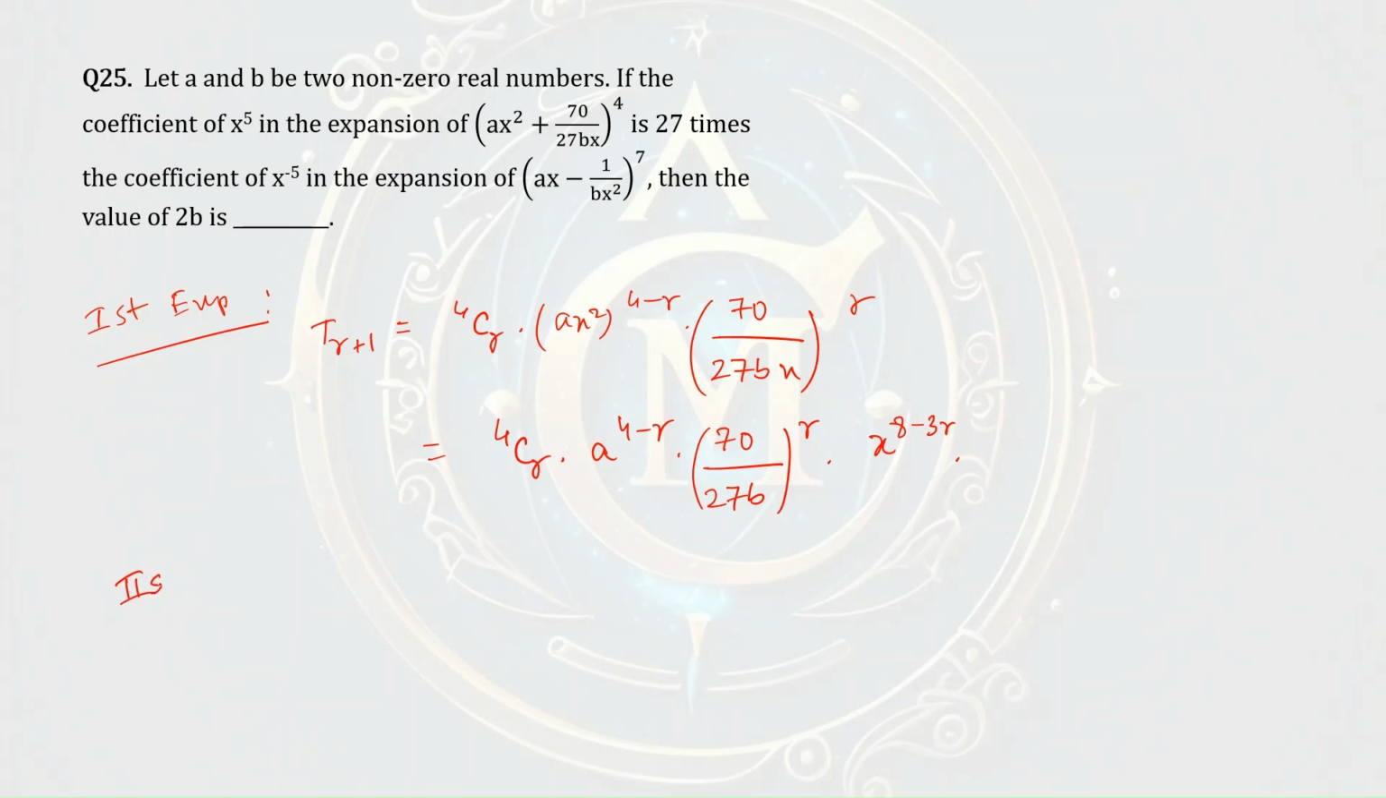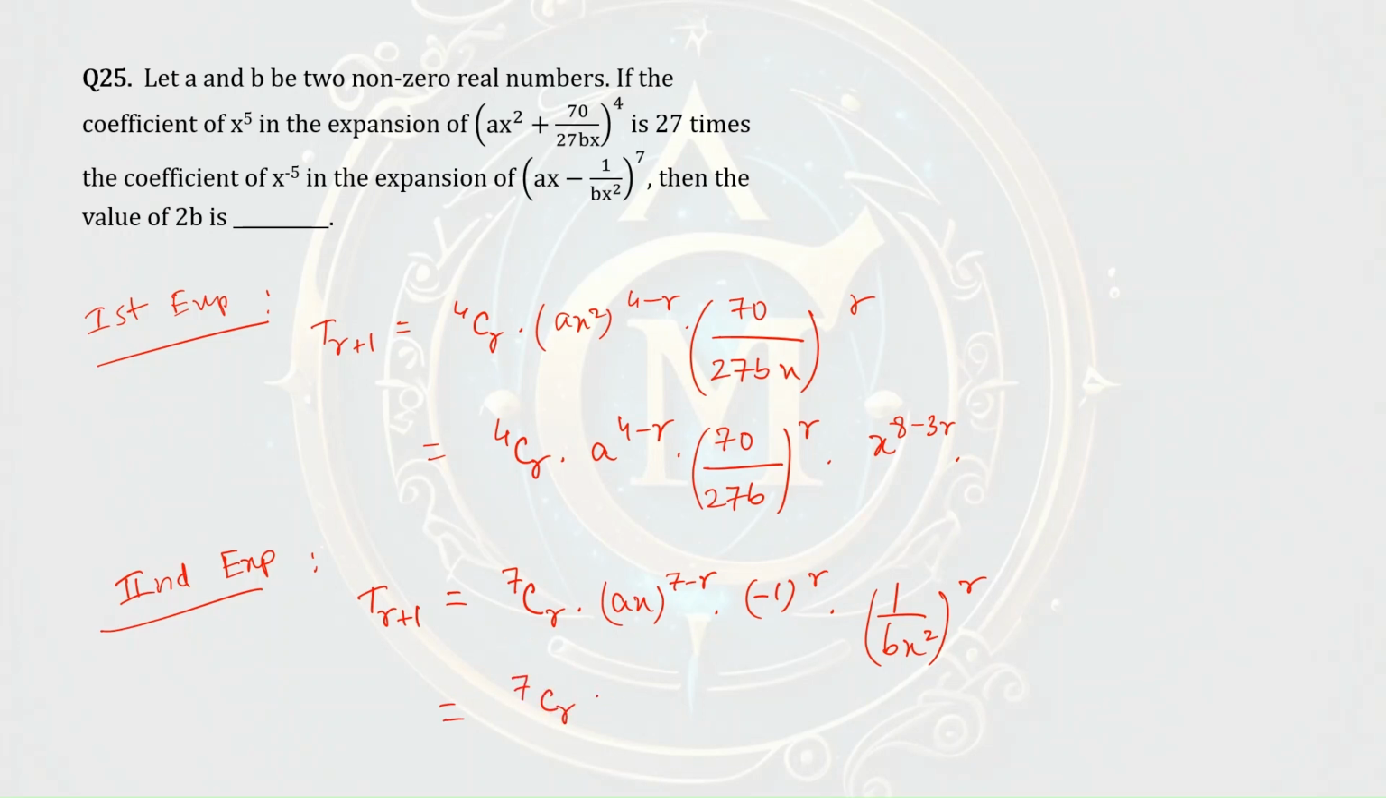And then we can calculate the general term of the second expansion. So then it will be T(r+1) equal to 7Cr times (ax) whole to the power 7 minus r times (minus 1) whole to the power r times (1/(bx²)) whole to the power r. So if we further simplify this, this will become 7Cr a to the power 7 minus r times 1 by b to the power r times (minus 1) whole to the power r times x to the power 7 minus r minus 2r. So 7 minus 3r.